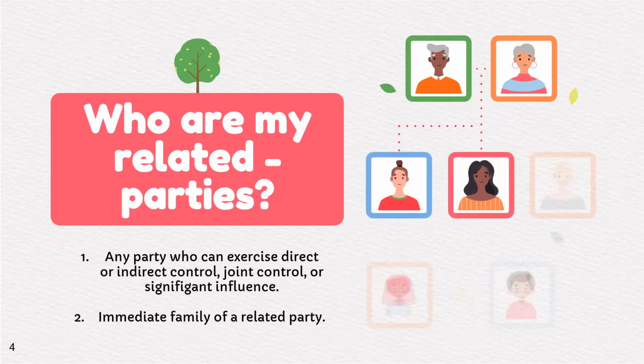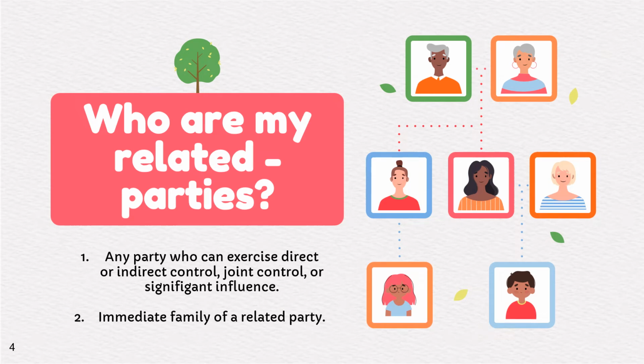The first are any party who can exercise direct or indirect control, joint control, or significant influence over the entity. It could be an immediate family member of a related party. So for a company, this could be, let's say, a parent corporation or a joint corporation that is also managing the company. In terms of individuals, this could be the owner's family members or a key shareholder's relative or someone that is very close to them that can basically tell the company what to do.